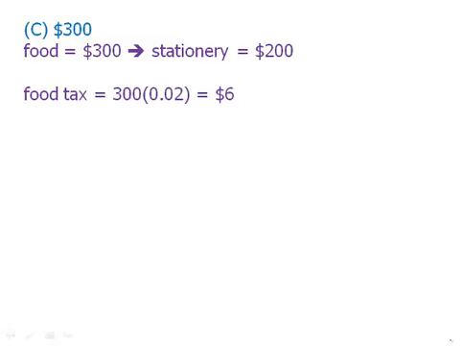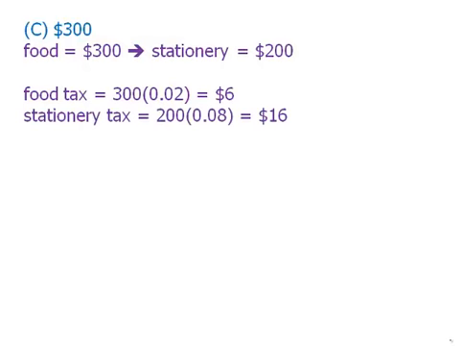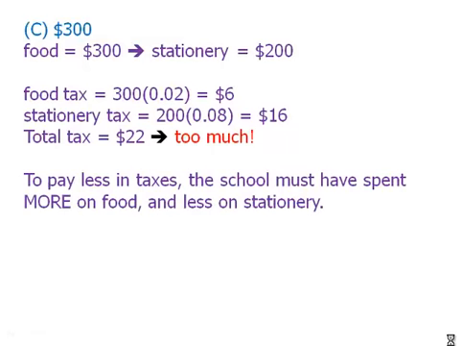There's a 2% tax on food, so 2% of 300 gives us $6. There's an 8% tax on stationery, so that gives us $16. The total tax there is $22, and that's too much. They paid $19 in tax, so 22 is too much. And so what this means is, to pay less in taxes, the school must have spent more on food and less on stationery, because food is taxed at a much lower rate. So if they spent more on food, they would be paying less in taxes.